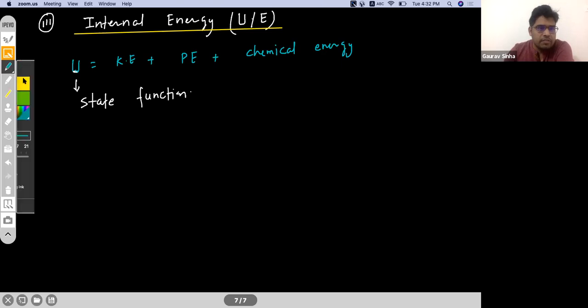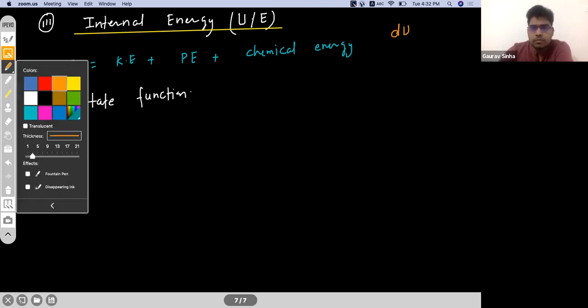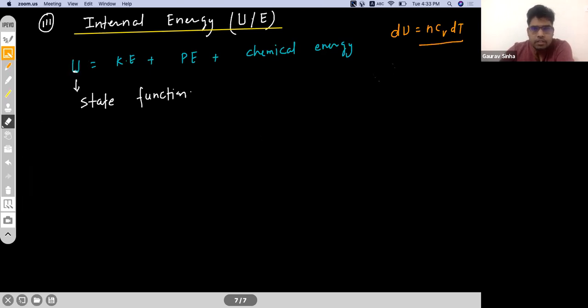Now you see one thing here. Have you seen this formula? dU is equal to nCv dT. Have you seen this formula? First time. You haven't done this in physics? You haven't seen? Acha, okay, let it be then. This chapter you have done in physics, thermodynamics. Acha, that's why. Okay. Anyways, let it be.